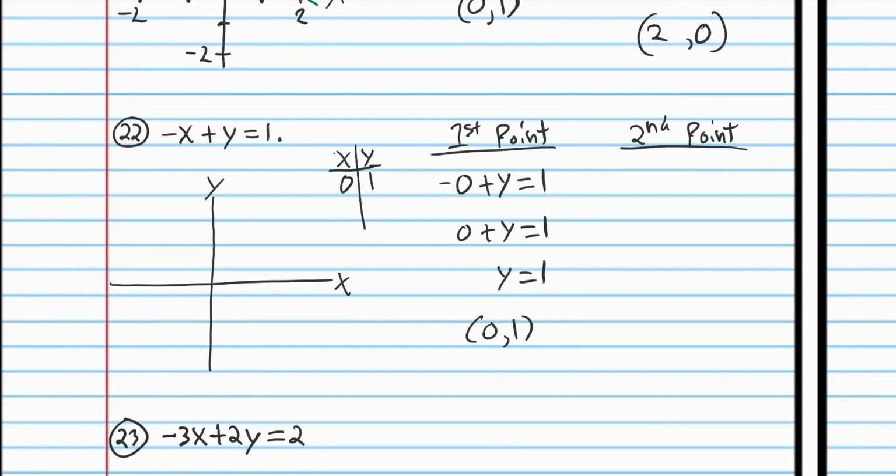Now let's make y equal to 0. So then we'd have negative x plus 0 is equal to 1. Negative x is equal to 1. And remember, if you have a negative x, that means negative 1 times x. So what you want to do is divide both sides by negative 1. And the negative 1 cancels out on the left side of the equation, and you have negative 1. So if y is 0, x is negative 1.